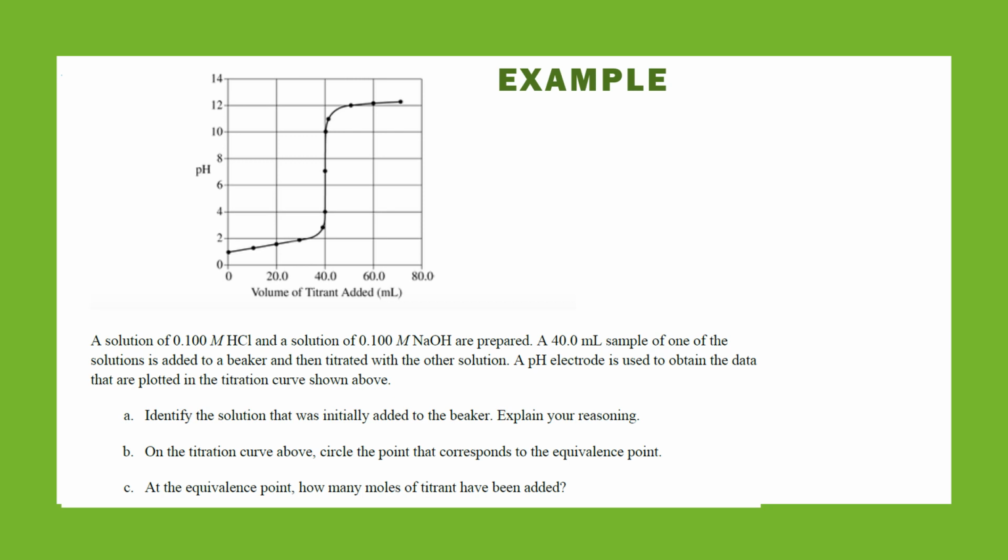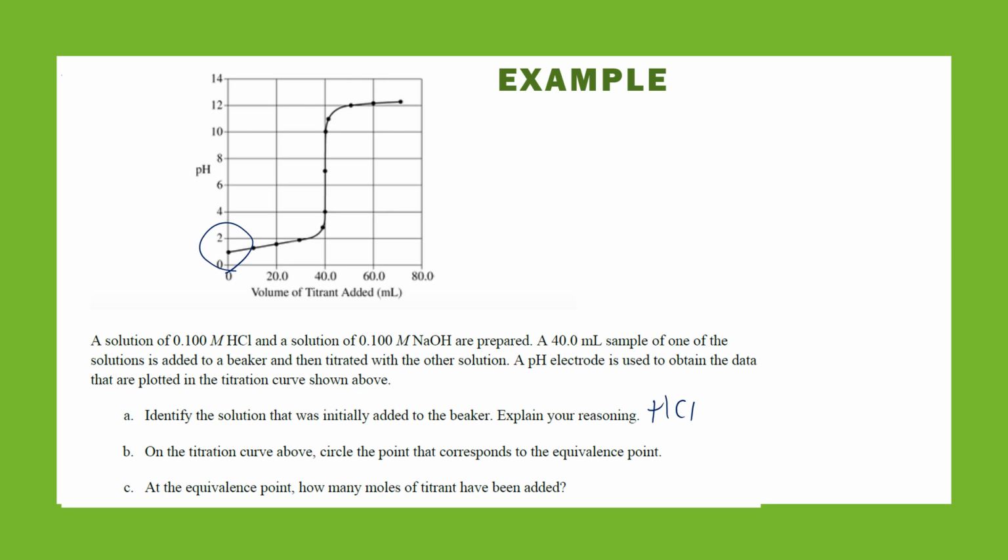Okay, this is a different free response question. I wanted to do one with titrations as well. So we have a 0.1 molar hydrochloric acid solution, 0.1 molar sodium hydroxide solution, a 40 milliliter sample of one of them is added to a beaker and then titrated with the other one. A pH electrode is used to obtain the data. Identify the solution that was initially added. It was the HCl because it starts at a low pH.